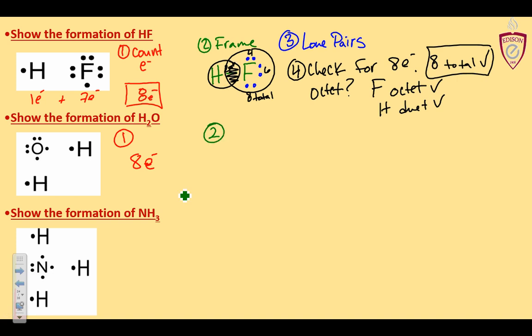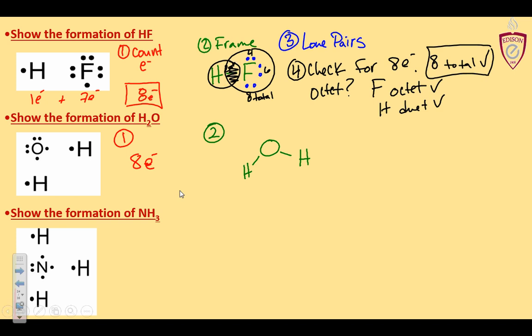Which one should be my central atom, Mr. Milks? The one that forms the most bonds. And hydrogen only does one, it looks like, so oxygen must be in the center. So I'm going to do oxygen in the center with a single bond to each hydrogen. Good. That's the frame.